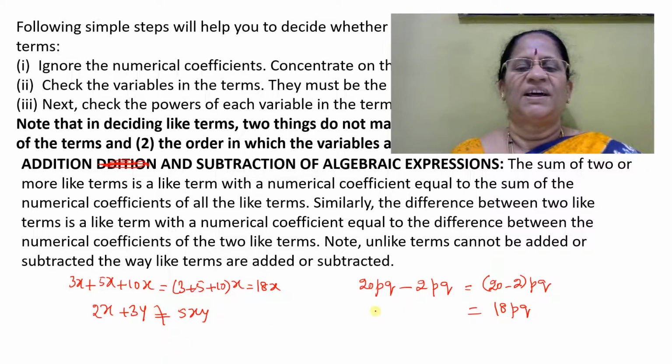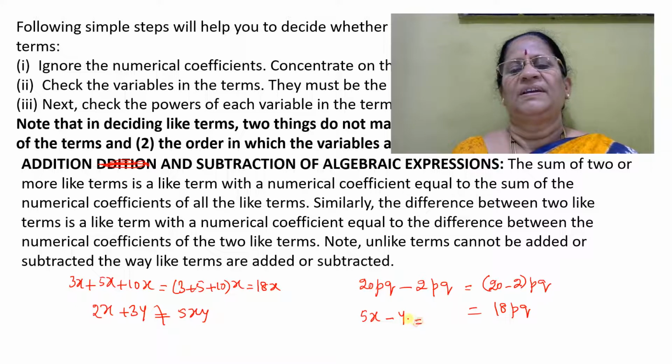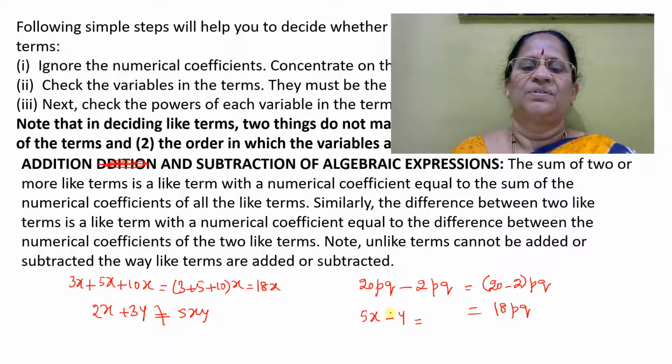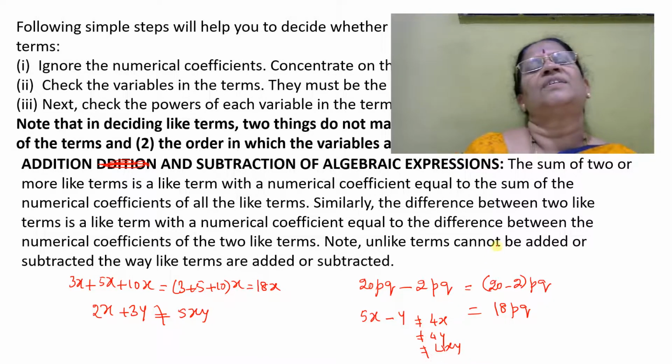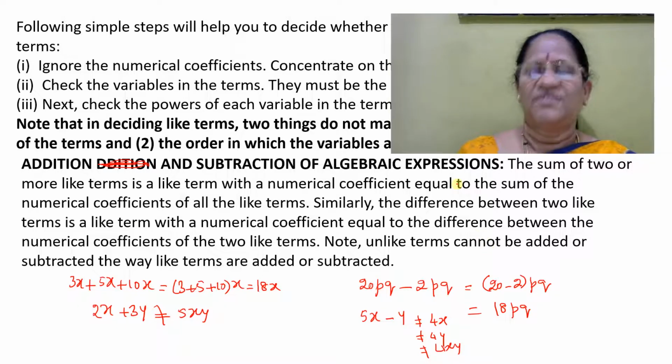Okay. Similarly, 5x minus y. You cannot do this. You cannot write it as 4x or 4y or 4xy. You cannot do like this. Unlike terms can never be added or subtracted.